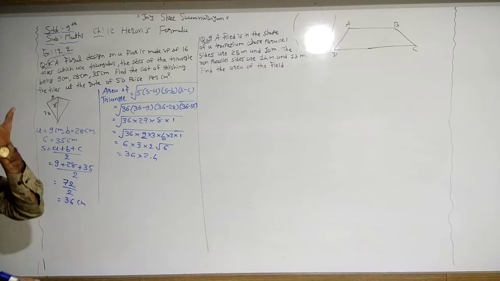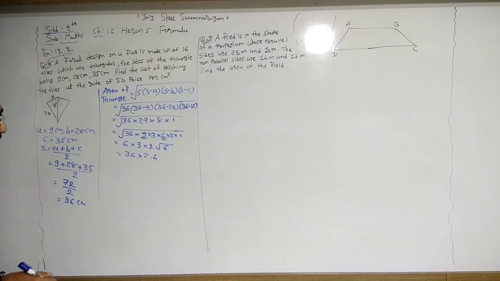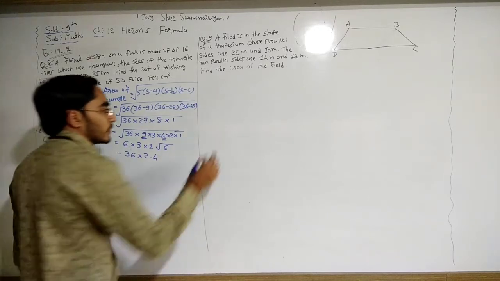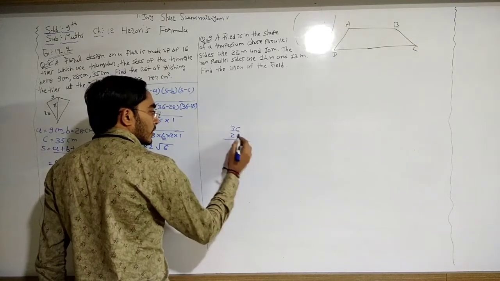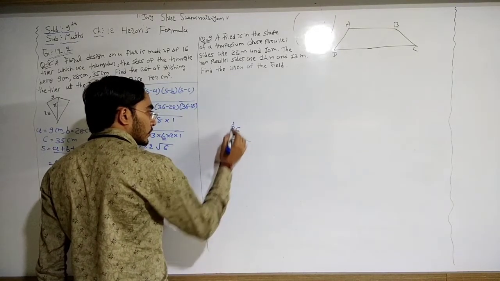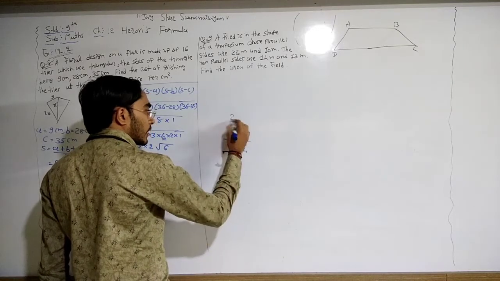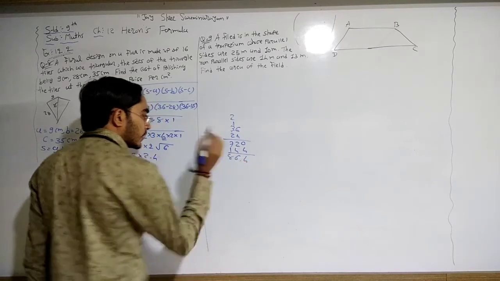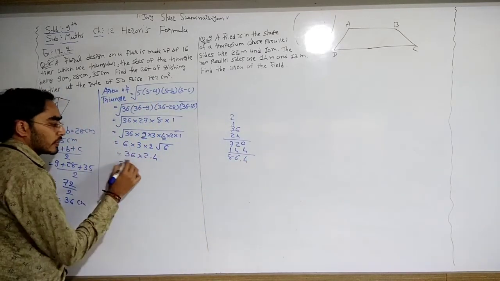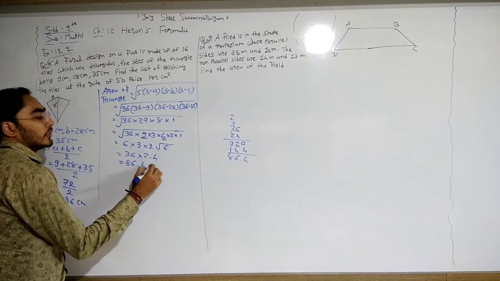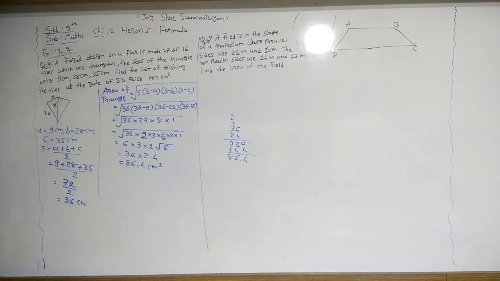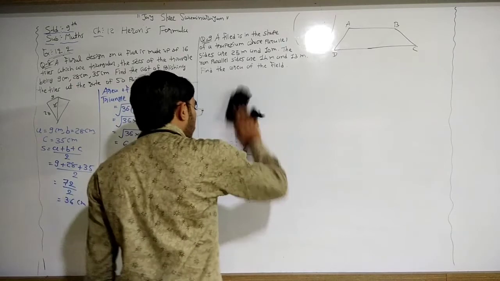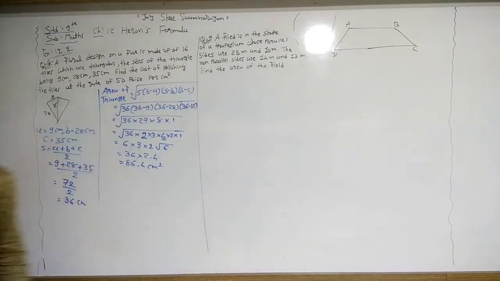So here 36 multiplied by 2.4. So 6 twos are 12, 6 threes are 18 plus 1 is 19... 6 fours are 24, 4 threes are 12 plus 2 is 14. So the answer is 86.4 centimeter square. This is the area of one triangle.